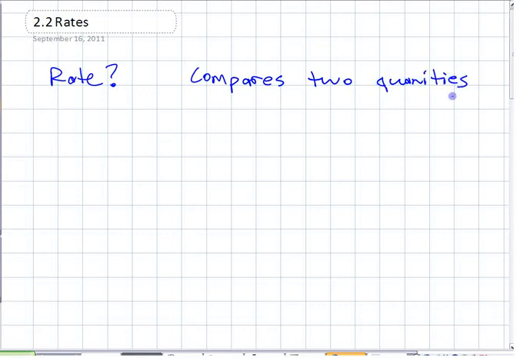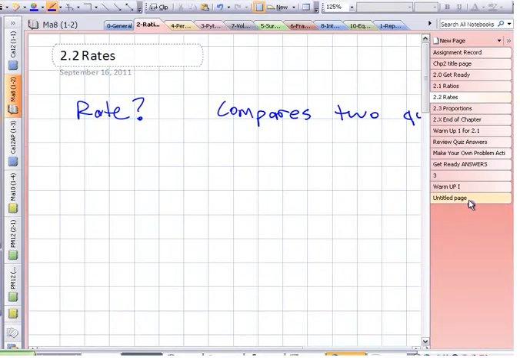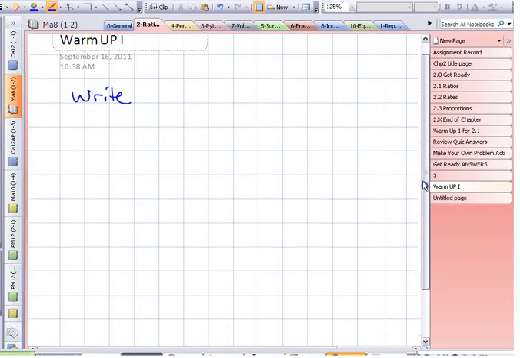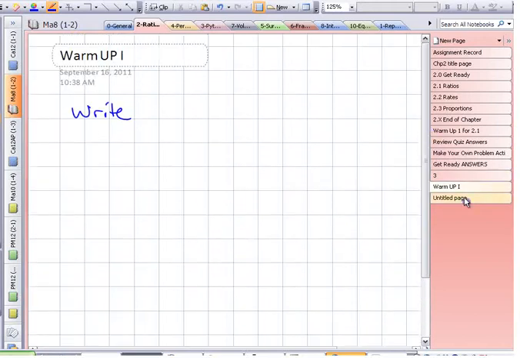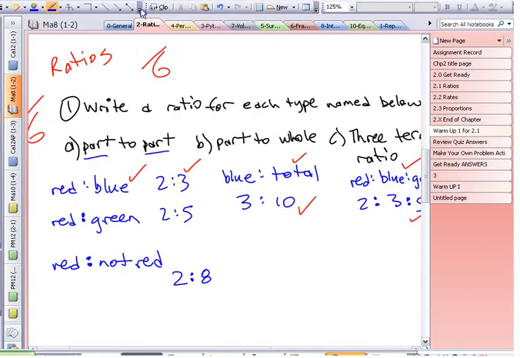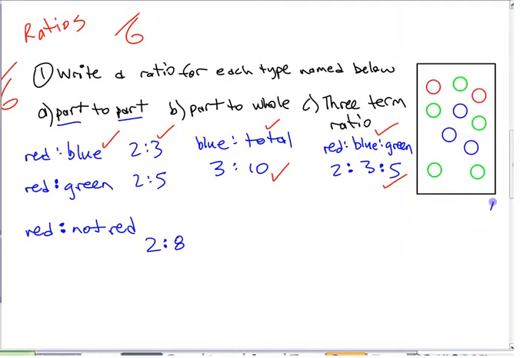A ratio compares two different quantities as well, right? In the thing you just did, you wrote all kinds of ratios for comparing different things. You compared red to blue, or red to green, or blue to total, or any of those things. That's comparing quantities, but that's the same unit. It's circles compared to circles, right? The units are the same.